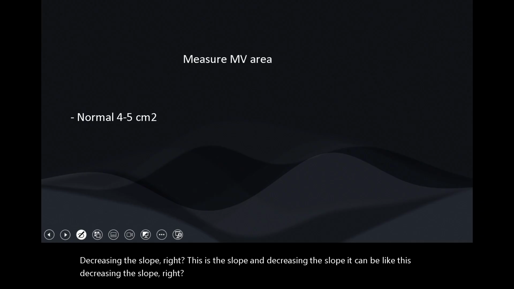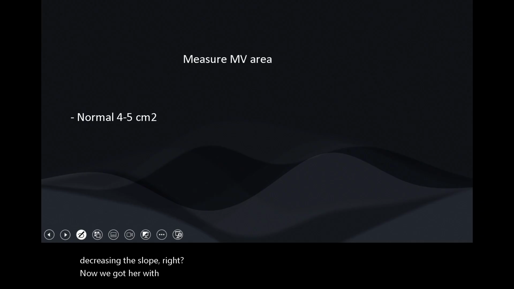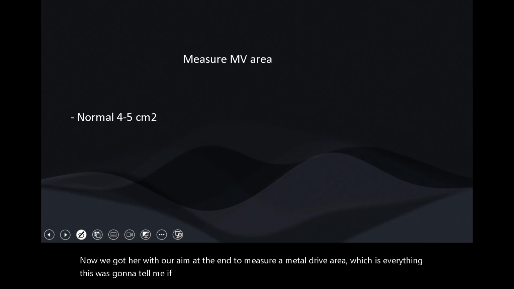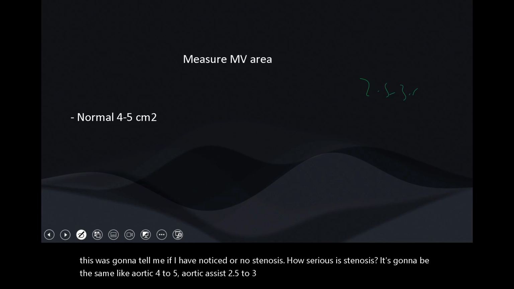Now our aim at the end is to measure the mitral valve area, which is everything. This will tell me if I have stenosis or no stenosis, and how severe the stenosis is. It's going to be the same as aortic. Still, we know the normal is 4 to 5. For aortic we say 2.5 to 3.5. So now 4 to 5. Still, they're going to have the same standard.